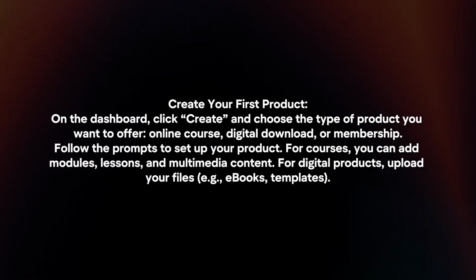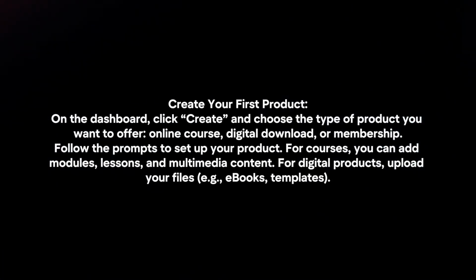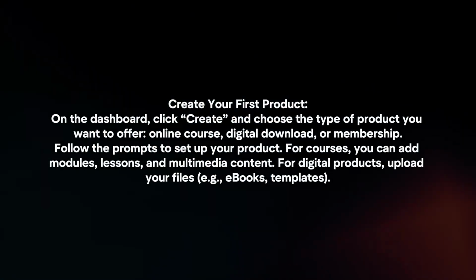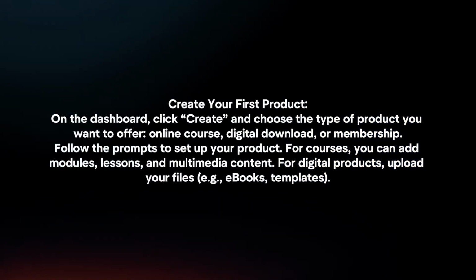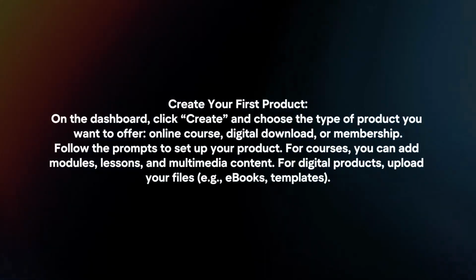Create your first product. On the dashboard, click Create and choose the type of product you want to offer: online course, digital download, or membership. Follow the prompts to set up your product. For courses, you can add modules, lessons, and multimedia content. For digital products, upload your files.